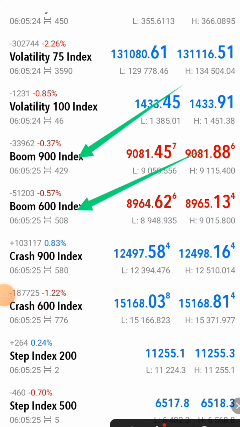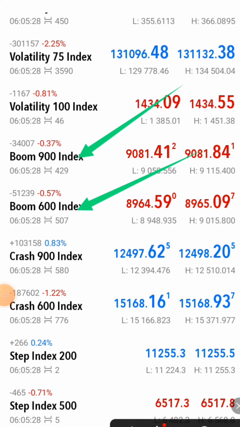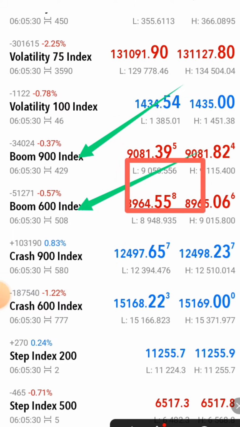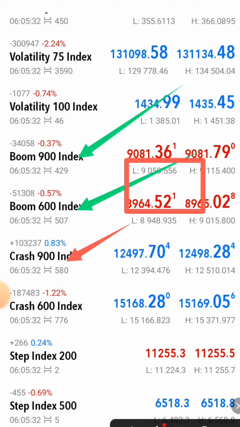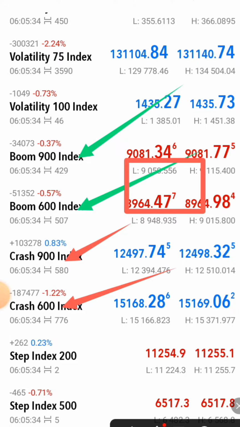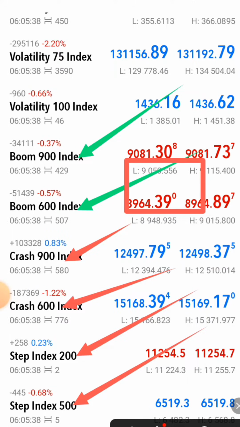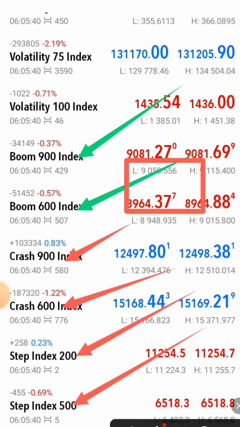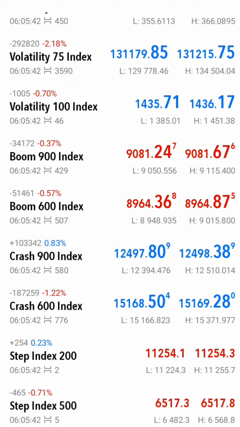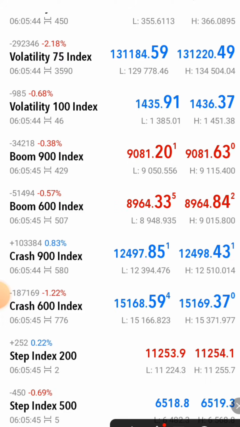Boom, Crash 900, all these things, Crash 900, all of them. Look at it, this one, Crash 600, then Step Index 200 and Step Index 500. All these are the latest developments. So as we can see, they are being added to this platform.